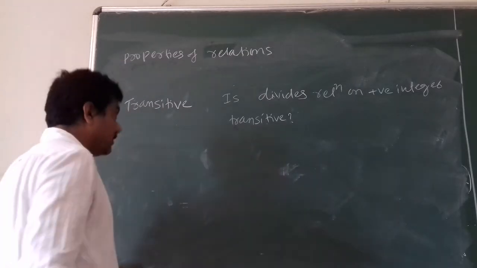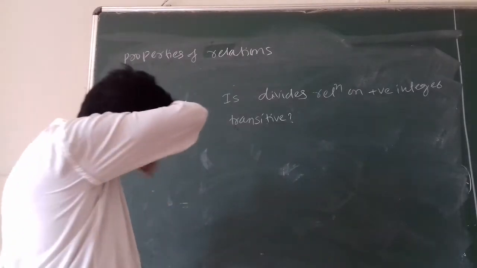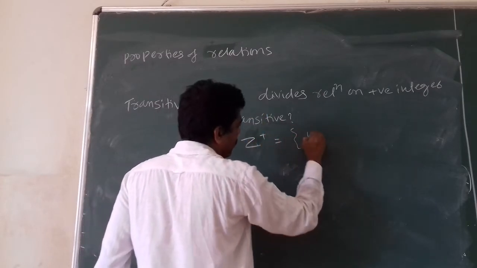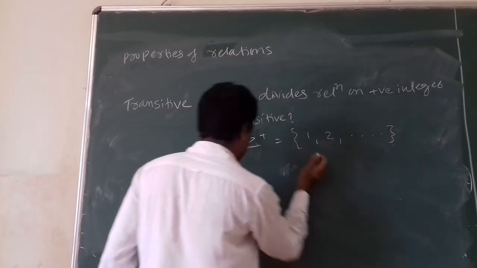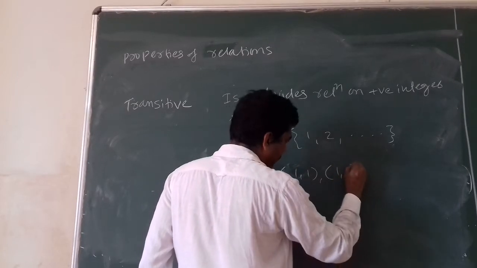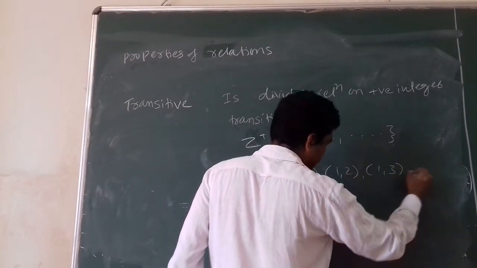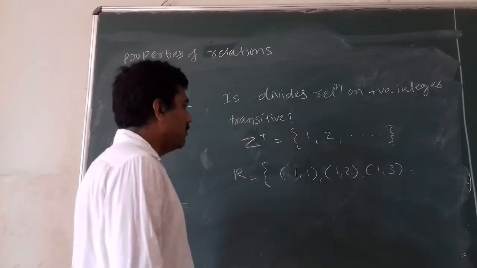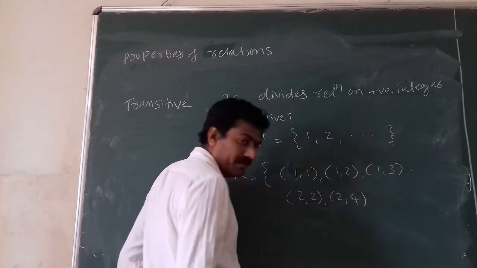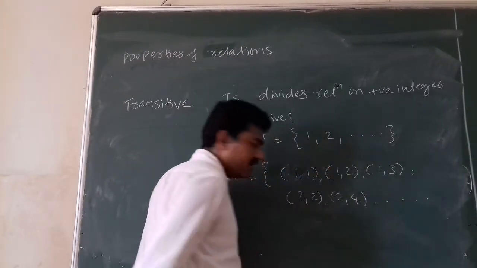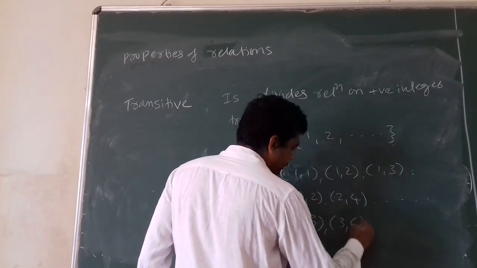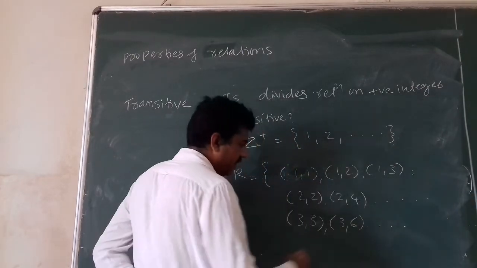Now divides is the relation on positive integers, so the positive integers, capital Z. Okay, so the relation will be here (1,1), (1,2), (1,3), and so on. Now next will be (2,2), (2,4). This way the elements will be there. Next element is 3, so (3,3), (3,6). This way it will go.